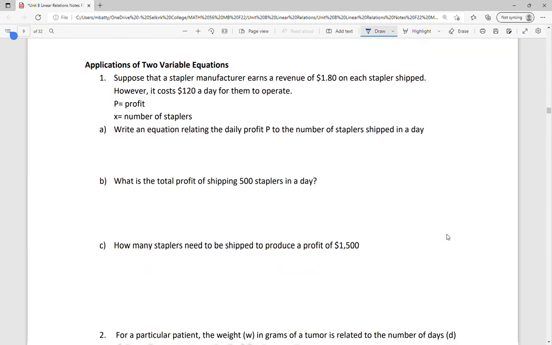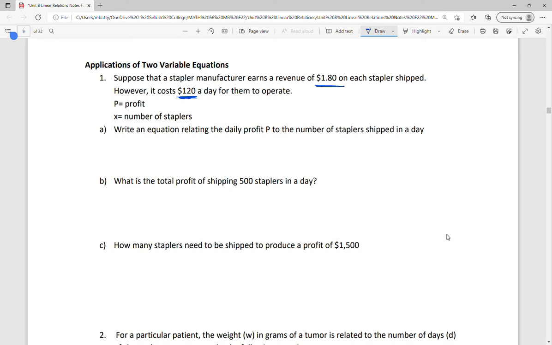So some applications of these ones, these are all a little bit goofy. You can, for a short minute, imagine you run a stapling manufacturing company. And every time you make and ship a stapler, you're going to profit $1.80 on that stapler. But for you to keep the lights on and to employ, I don't know, maybe you and your dog, I'm not sure what it is, what you can do for $120 a day, that's the cost.